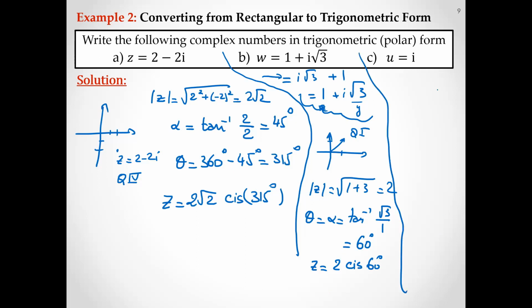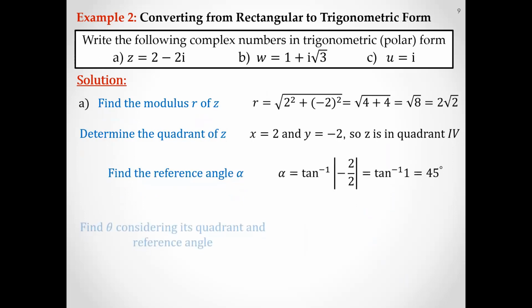So the last one, I. Where is I? On the y axis, at 0, 1. So what is the argument here? 90 degrees. What is the modulus? It's root of 0 squared plus 1 squared, it's 1. I is the unit, modulus 1. Okay? It's the unit.